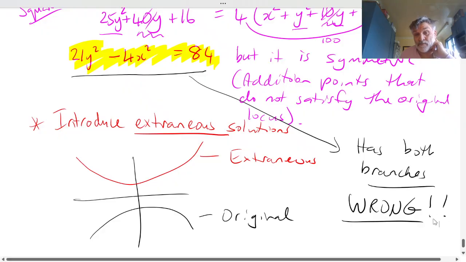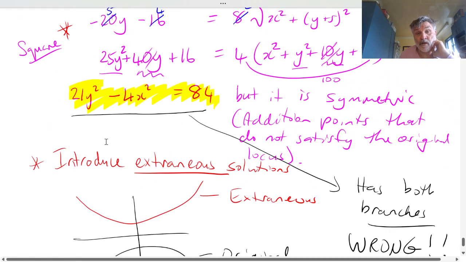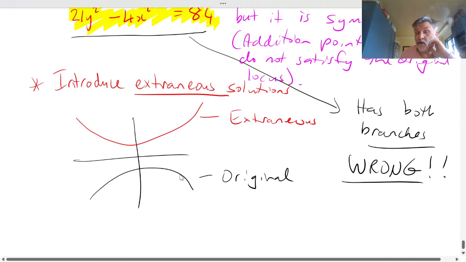But the question has kind of pushed you in the direction of getting a wrong answer, because they've said they want something in this form, and you can't actually get anything in that form that only satisfies the lower half branch of this hyperbola.